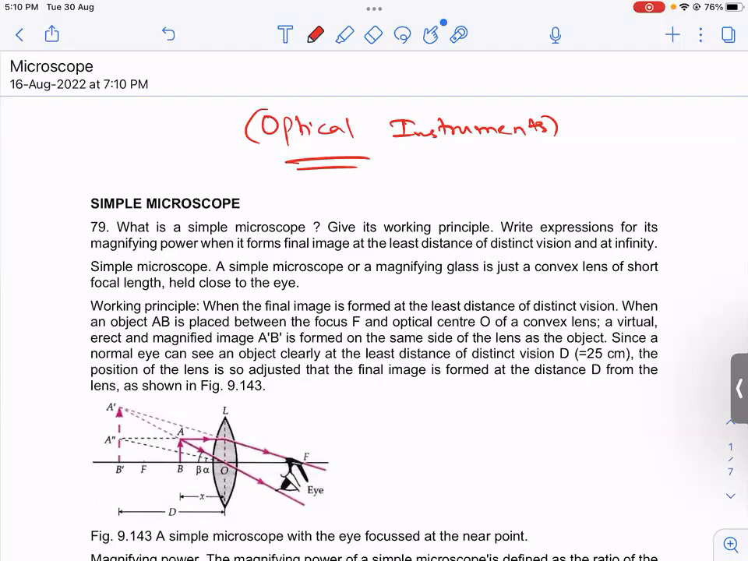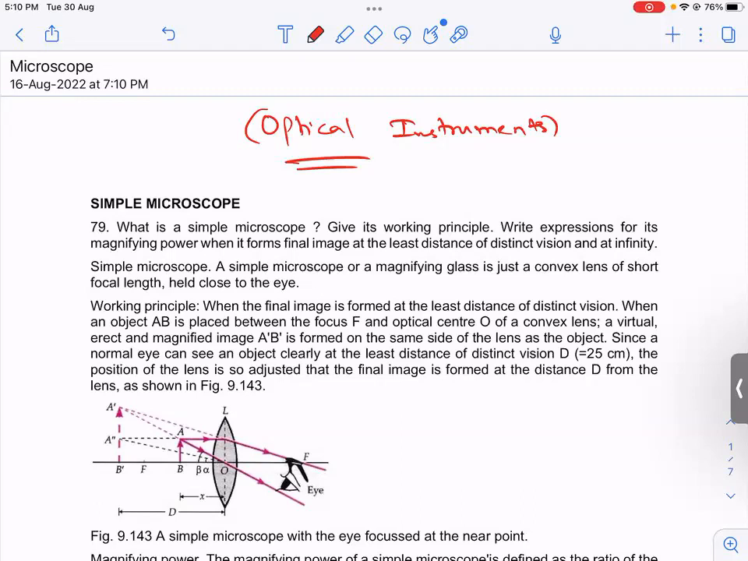First, you concentrate here. So what are we going to see? First is a simple microscope. Before that, I just want to conclude that optical instruments are those devices which are mainly used for magnifying things with the help of the concept of refraction, or you can use reflection also. Mostly we go with the concept of refraction.